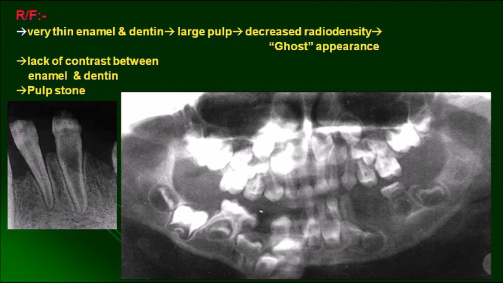There is a lack of contrast between enamel and dentine. We are not able to make out which is enamel, which is dentine. So it appears like a larger figure. That is why that ghost appearance. So this is the radiographic picture of ghost teeth in regional odontodysplasia.